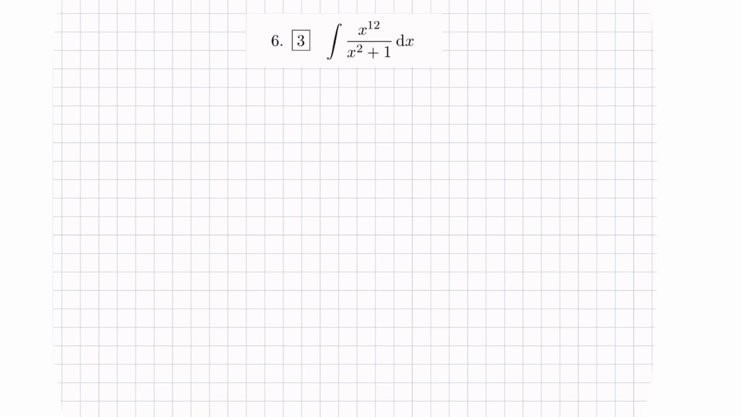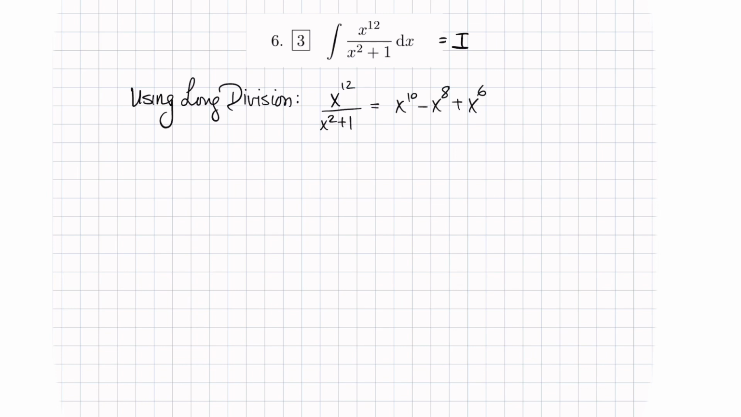On to number 6. We're more than halfway there. The integral of x to the 12th over x squared plus 1, and that x squared plus 1 is just begging for an arctangent somewhere. So we're going to do a little long division on this rational expression, and that's going to give us a nice long polynomial as a quotient plus a remainder over the divisor.